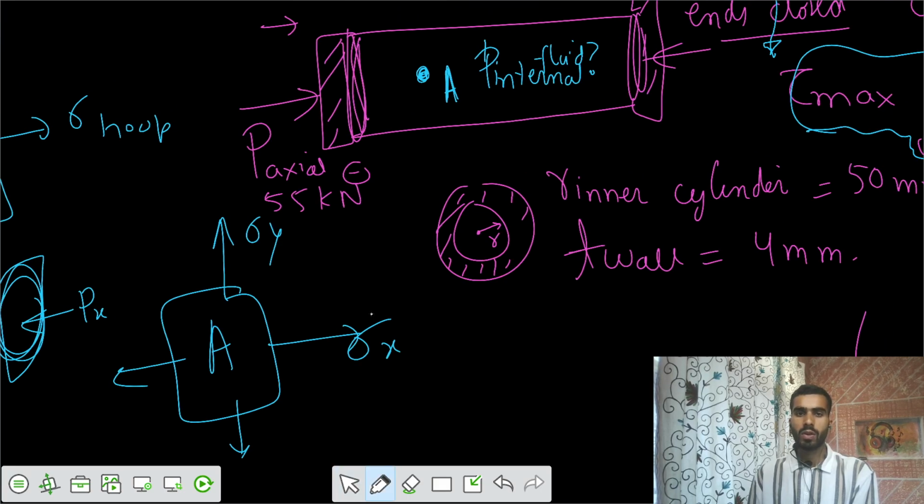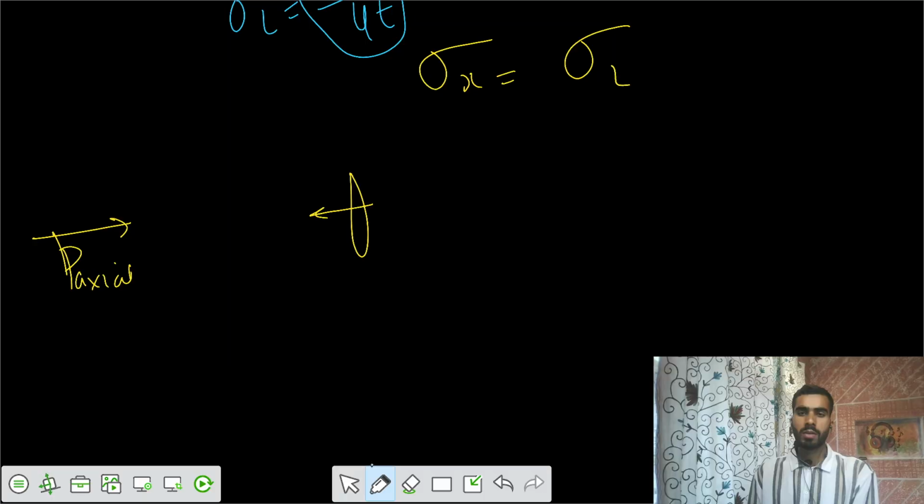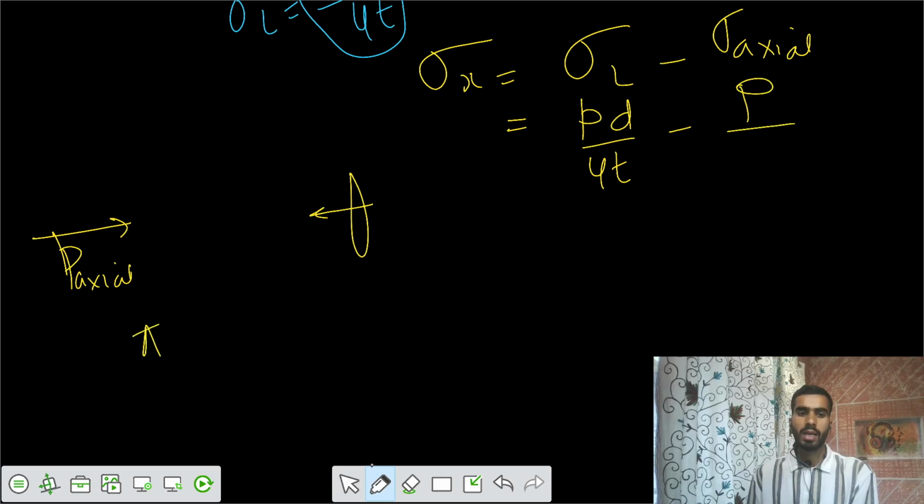Along the long axis, one is your longitudinal stress and one is the stress because of the effect of axial load P. There is internal pressure, but there is also external load because of the axial load P. So sigma in the x direction is sigma long minus sigma axial. The long stress equals PD by 4T minus the load P, capital P, divided by area. What is the area for the section?